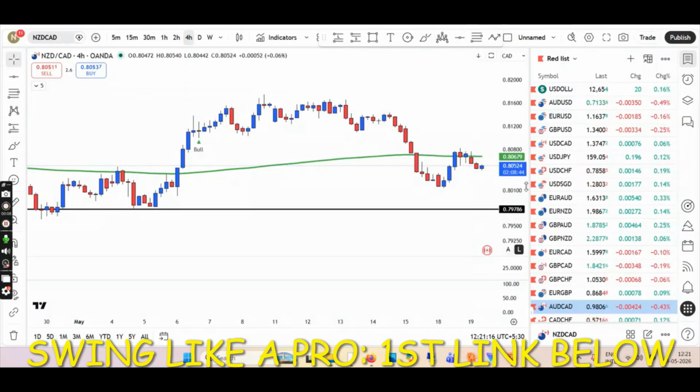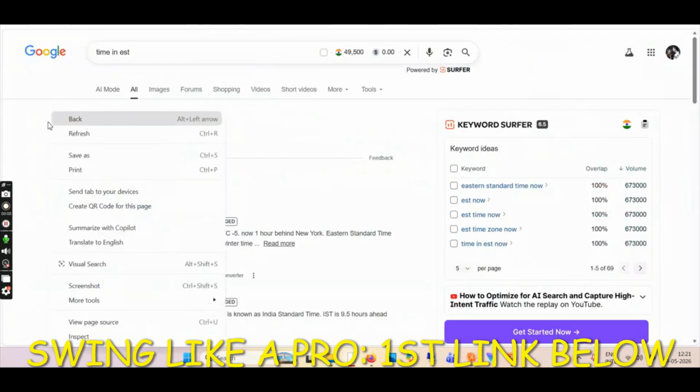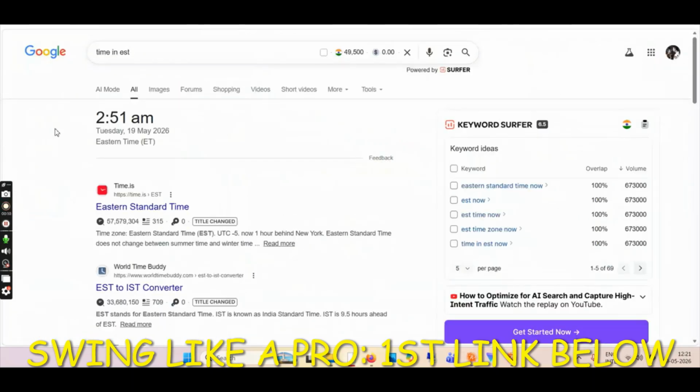Before we talk about it, let's check the date and the time right here. So refresh, and it is currently 2:51 a.m. Tuesday 19th of May 2026 in EST. Let's get back to my chart right here.